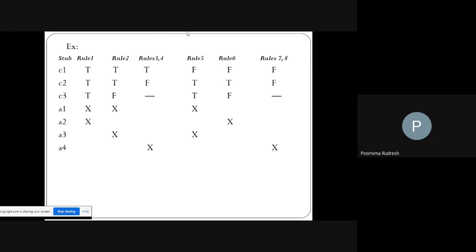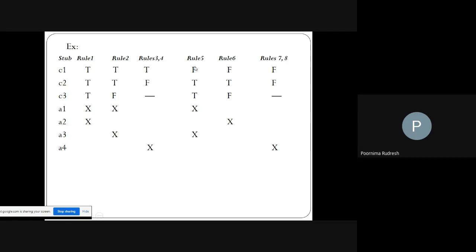For rules 3 and 4, if the condition C1 is true and C2 is false, and C3 is a don't care condition, then the action A4 occurs. Similarly, it is defined for rules 5, 6, 7 and 8.